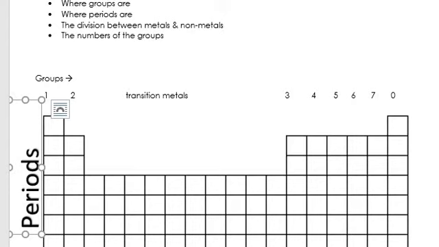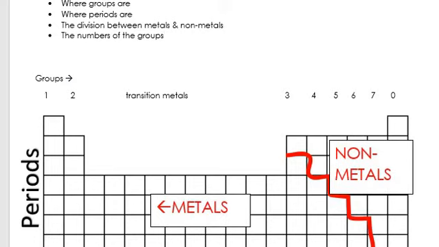Now the next thing you need to know is where the dividing line is that shows us the division between metals and non-metals. And we should now be able to see that red line that's appeared on the periodic table. And that line tells us where the metals are and the non-metals. So to the left of that line we have the metals.